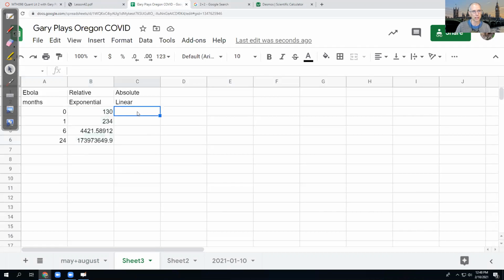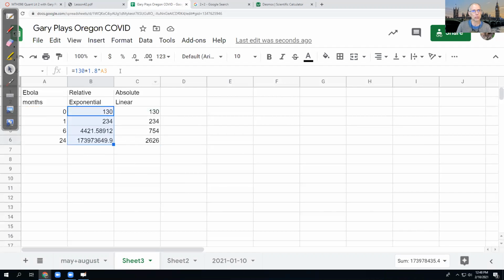Interesting. Linear, that one is 104 times the number of months, plus starting at 130. And once I type that in, where I reference the month number here, I can click back on it and fill it down. All right, and let me put some commas in this. Now, I'm going to round these to whole numbers because this is people and you can't have a fraction of a person.